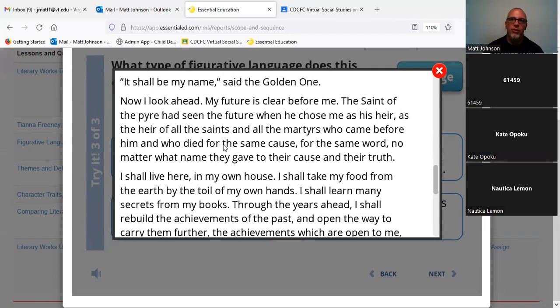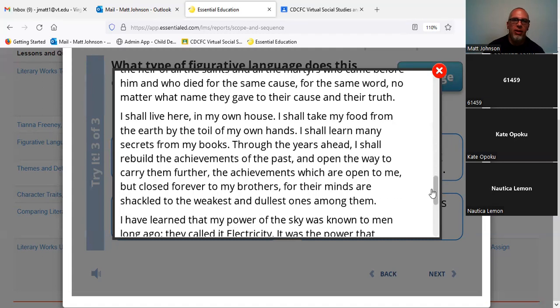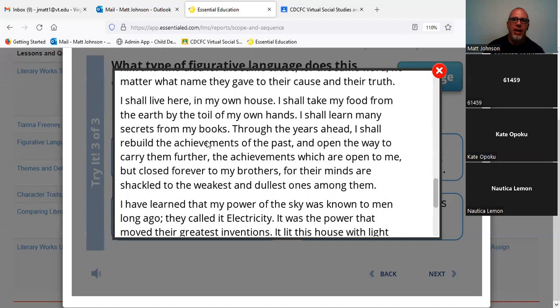Now I look ahead. My future is clear before me. The saint of the pyre had seen the future when he chose me as his heir, as the heir of all the saints and all the martyrs who came before him and who died for the same cause, for the same word, no matter what name they gave to their cause and their truth. I shall live here in my house, in my own house. I shall take my food from the earth by the toil of my own hands. I shall learn many secrets from my books. Through the years ahead, I shall rebuild the achievements of the past and open the way to carry them further. The achievements which are open to me, but closed forever to my brothers, for their minds are shackled to the weakest and dullest ones among them.